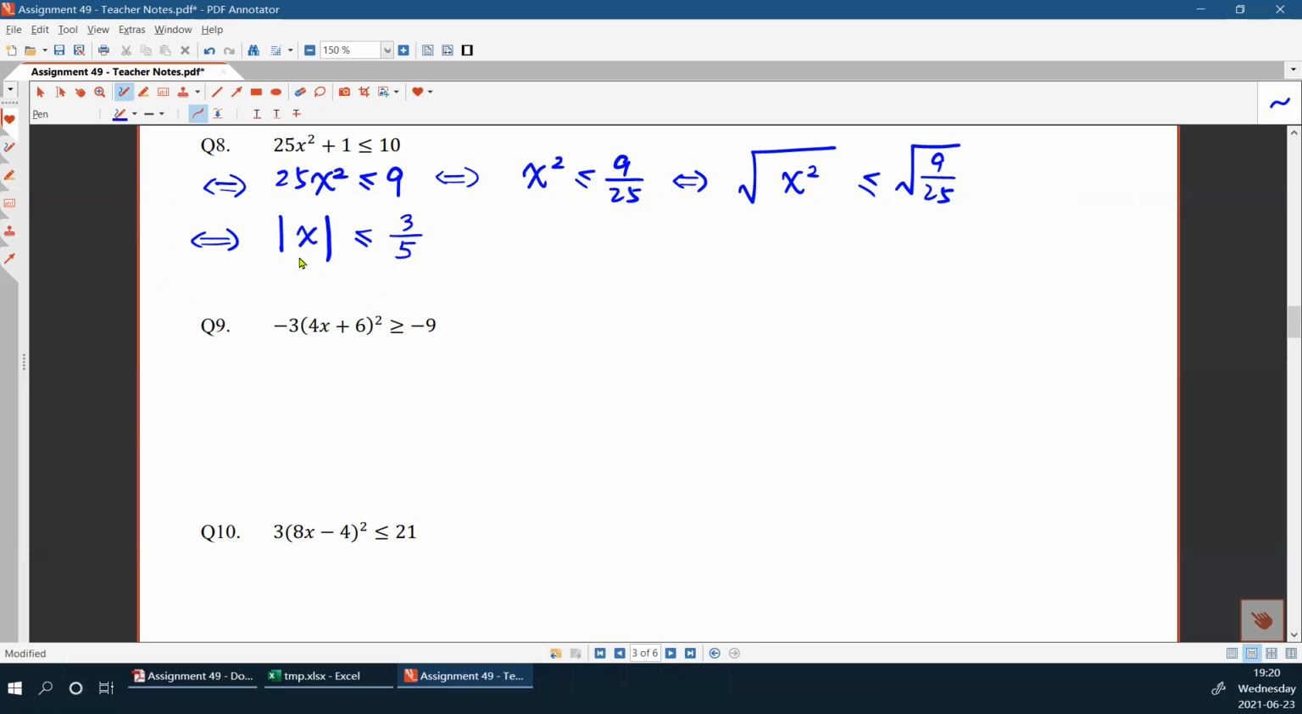Okay, so that means the distance between x and 0 is smaller than or equal to 3 over 5. This is equivalent to x must be smaller than or equal to 3 over 5 and greater than or equal to minus 3 over 5, right? So the final solution is this interval here. Any questions? No?